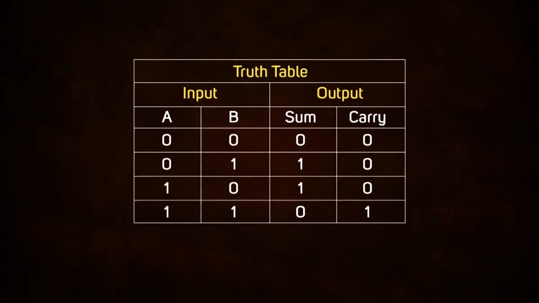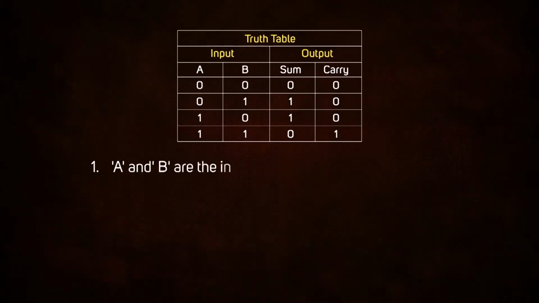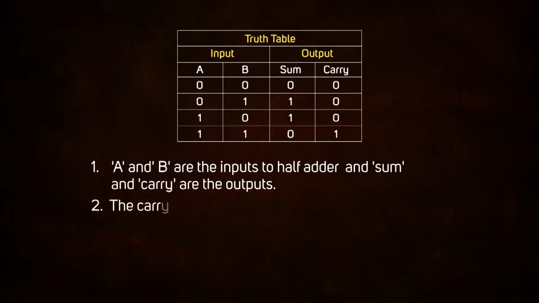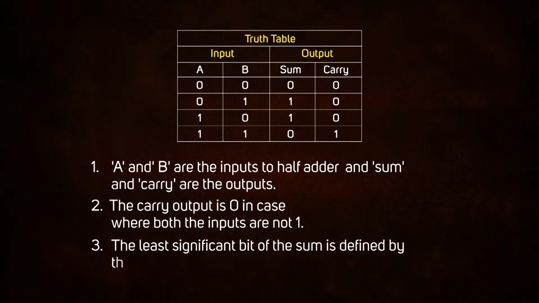From the truth table, we gather some facts: A and B are the inputs to the half adder, and sum and carry are the outputs. Then the carry output is 0 in the cases where both inputs are not 1. And next, the least significant bit of the result is given by the sum bit.